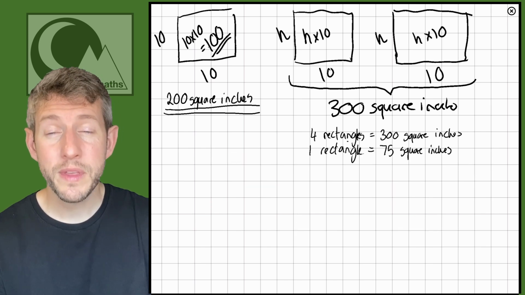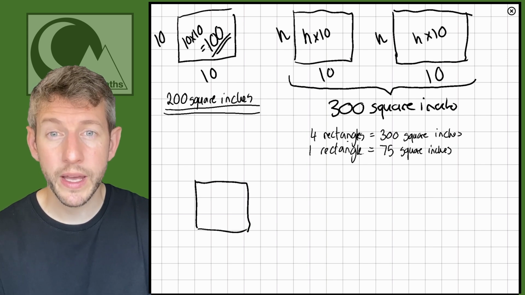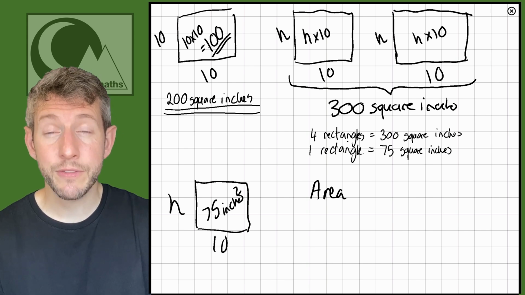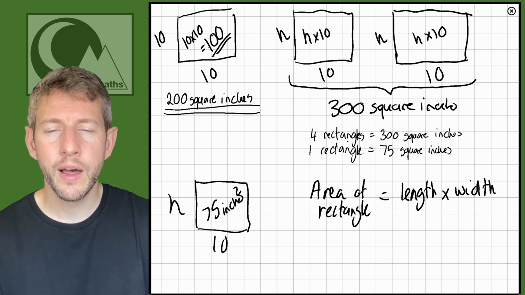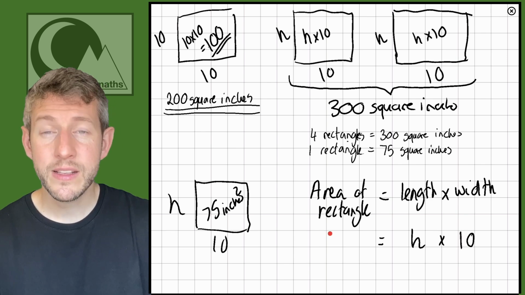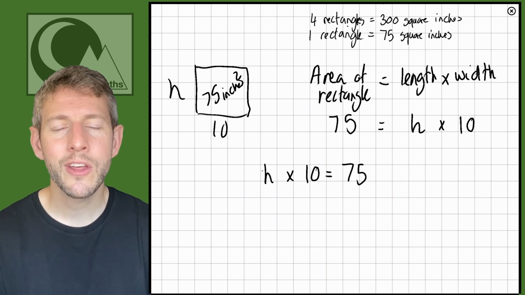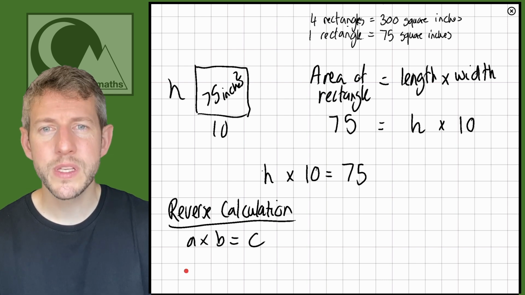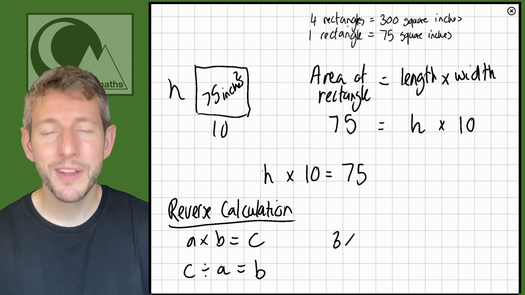Well, this is useful because we know that the area of these rectangles has to be 75 square inches. If the area of a rectangle is length times width, and here we've got height times 10 equals the area, then height times 10 equals 75. We're going to have to use our reverse calculation here to calculate the height. Remember, if we've got two numbers that multiply together to give a product, the product divided by one of the numbers gives the other number.